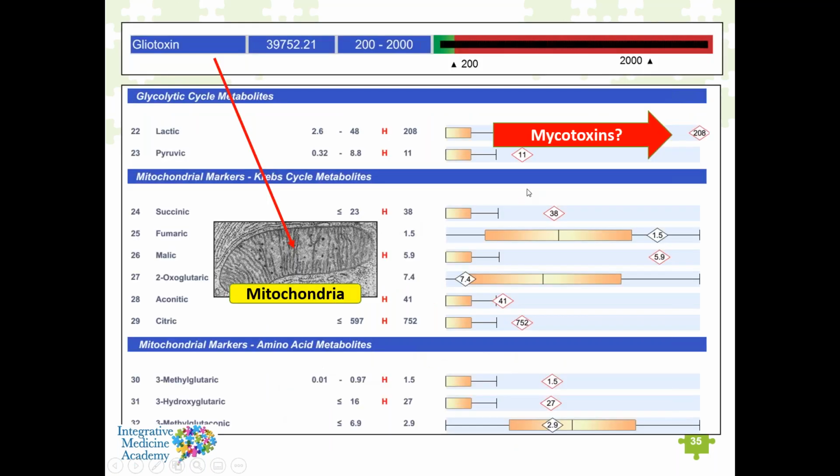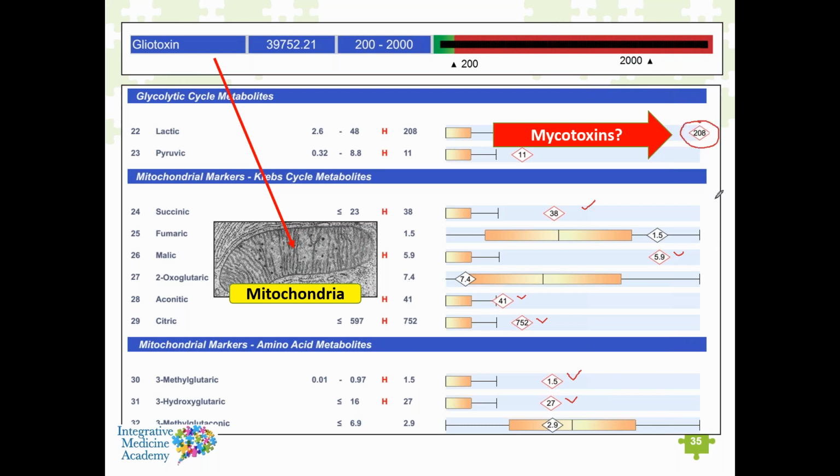And so one of the things that's common on the organic acids test when these mycotoxins are high, particularly gliotoxin, is you'll see a fair amount of elevated Krebs cycle and mitochondrial metabolites being elevated, which means that the biochemistry related to mitochondrial activity is severely compromised.